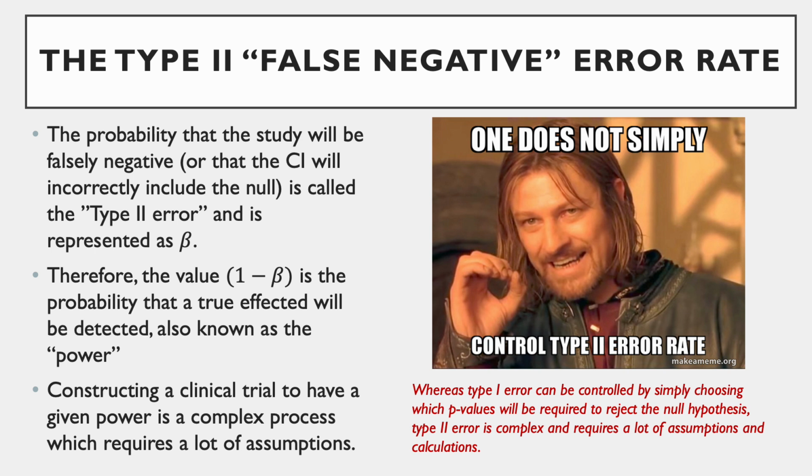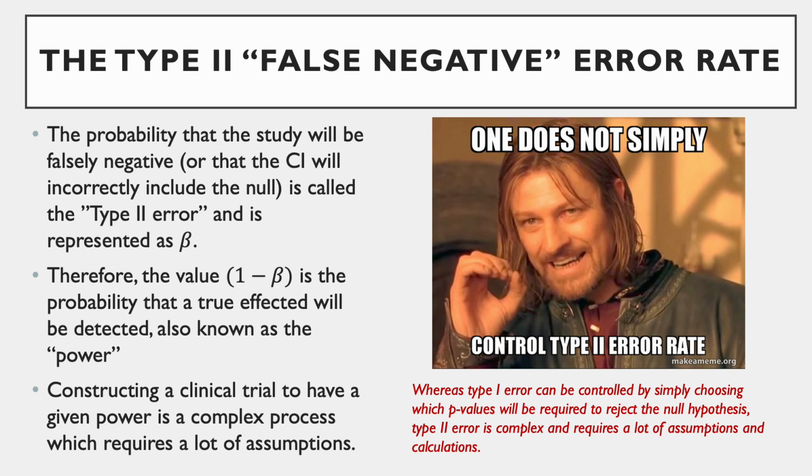So just as the type 1 error rate is represented by the letter alpha, the type 2 error rate is represented by the letter beta. And the type 2 error rate, of course, is the probability that the clinical trial will fail to find a difference or a significant treatment effect when one does actually exist.